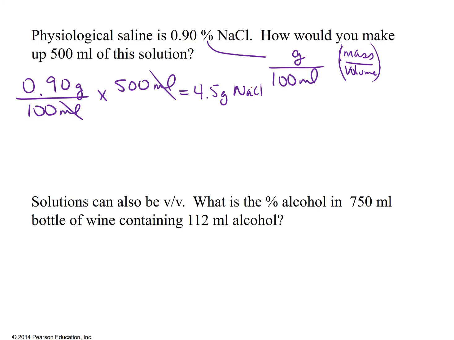So it's 4.5 grams of sodium chloride. You would have to put that in a container and add enough water to make the volume what? What's the final volume? 500 milliliters. All right, so remember with this, you really don't know exactly how much water. You just know you're going to keep adding water until you have 500 milliliters and that salt's totally dissolved.